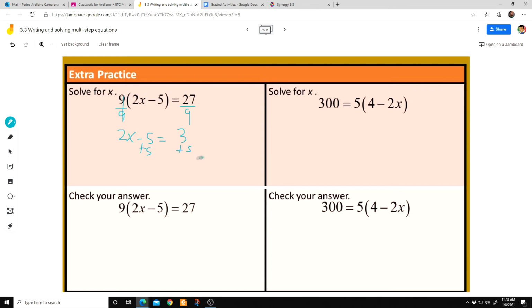Again, we're going to undo these operations, just like putting everything together. And we get 7. And then we divide by 2. And we get 4.5. And again, you can use a calculator for that. So x equals 4.5. So you can see that one's a little bit of a tough one, involved quite a bit of steps.